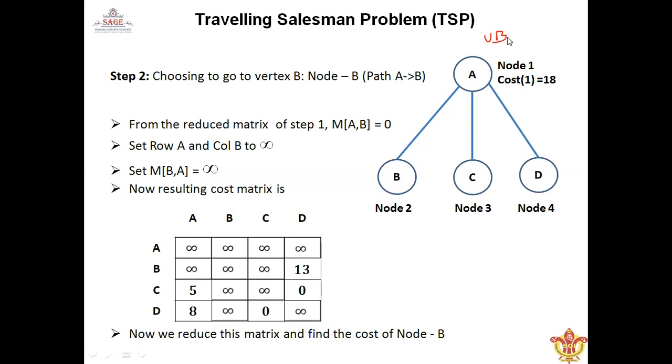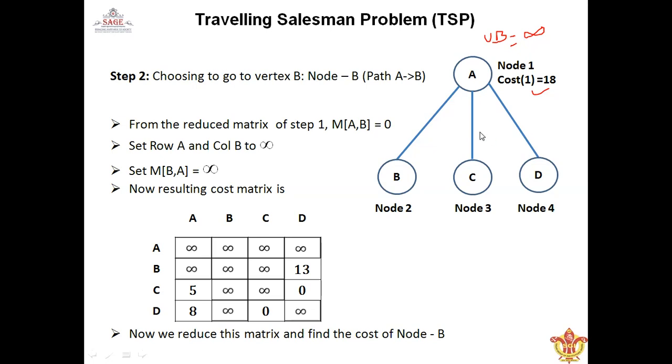Here the upper bound is infinity initially. And when we reach the leaf node, we'll see how this upper bound is going to change. So right now for each node we have to calculate the cost. For node A we have this 18. Now we have 3 paths from A: A to B, A to C and A to D. So we'll have to calculate A to B, A to C and A to D.